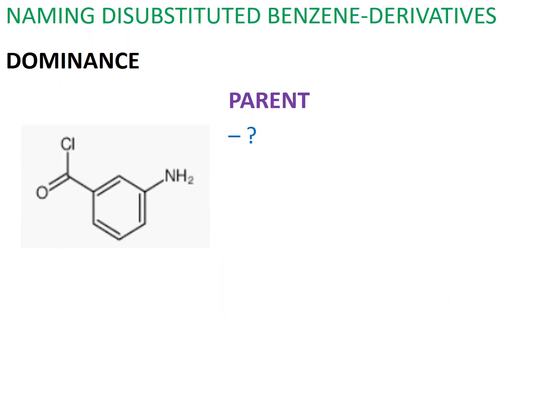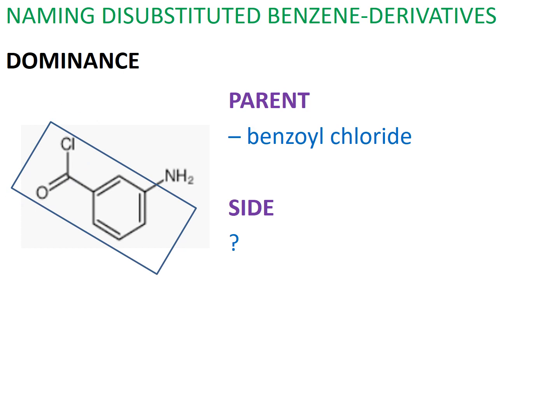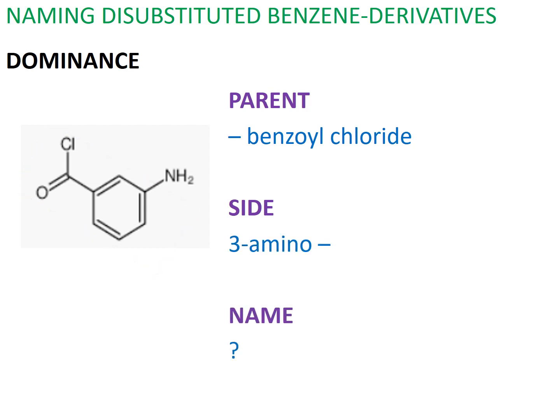With this disubstituted benzene derivative, there is an acyl chloride group and an amine group. Since the acyl chloride group is more dominant, then the parent name of this compound would be benzoyl chloride, and since the amine group is on carbon 3 relative to the carbon bonded to the dominant benzoyl group, then the name of this organic compound should be 3-amino-benzoyl chloride.